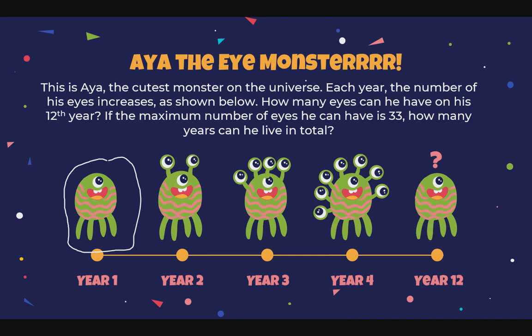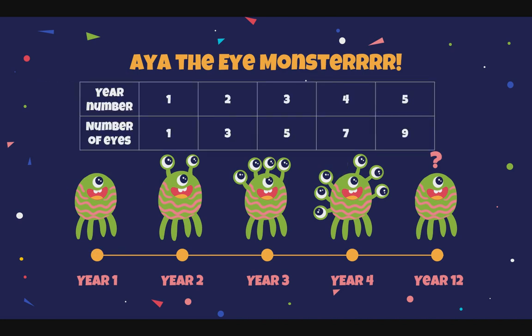So this problem has two questions. In the first one, we have to identify how many eyes Aya will have on his 12th year. And on the second one, how many years before Aya can have 33 eyes, if that is the maximum number of eyes he can have? So let's put it in a table and see our data clearly.